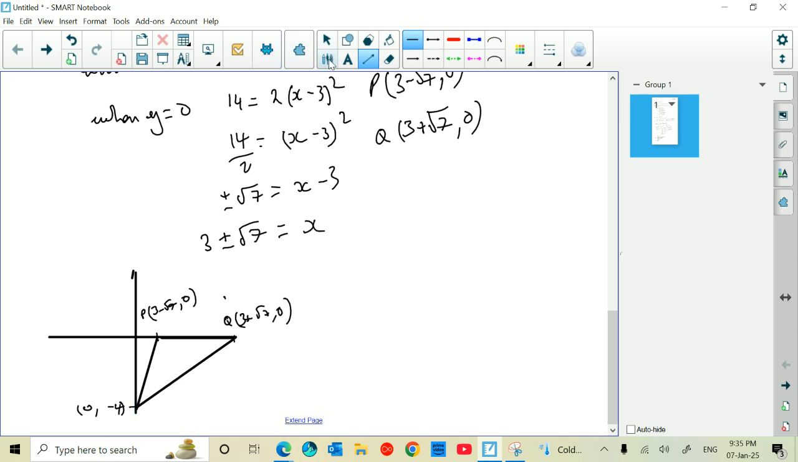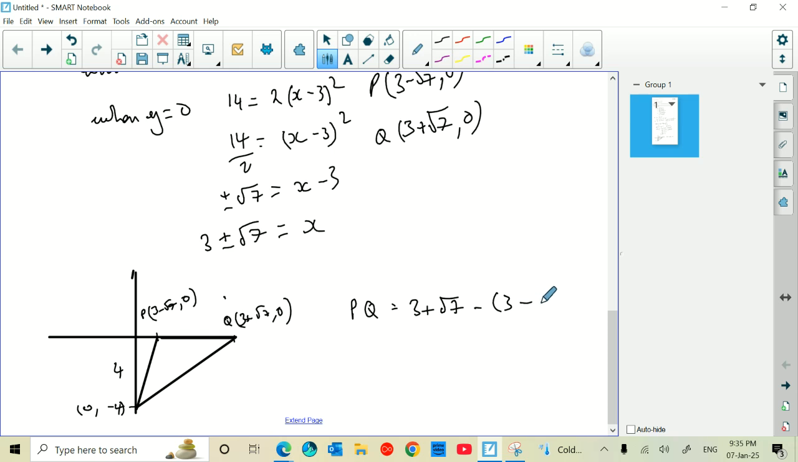Now the vertical distance then is 4, and the distance PQ can be found how? Well, PQ will be found by 3 plus the root of 7 take away 3 minus the root of 7. And of course, 3 take away 3 is going to give me 0, and I've got plus root 7, and minus minus is a plus, plus another root 7. So I end up with 2 root 7.